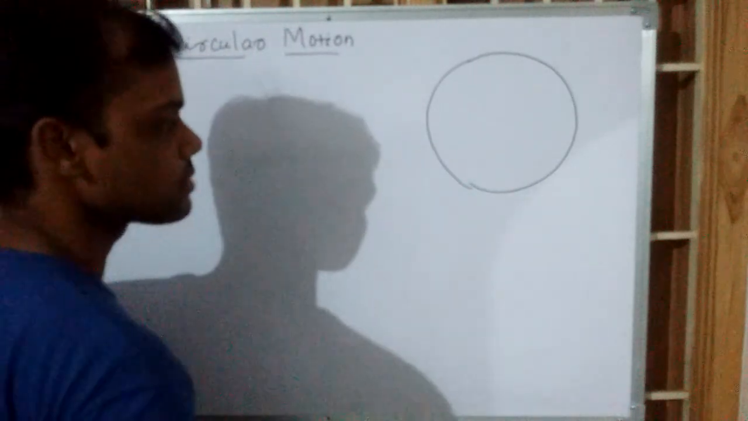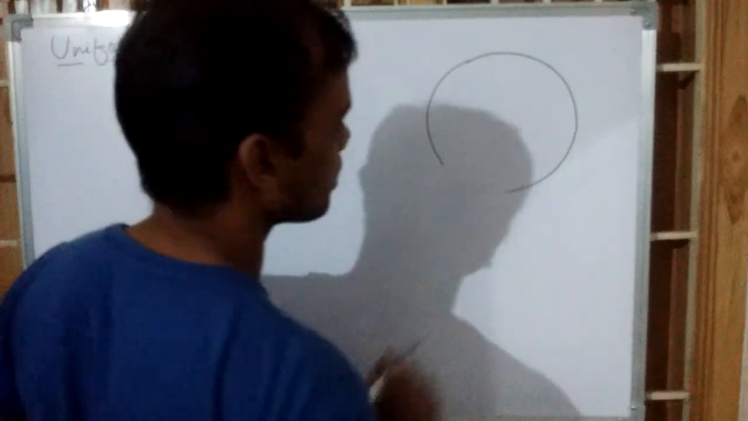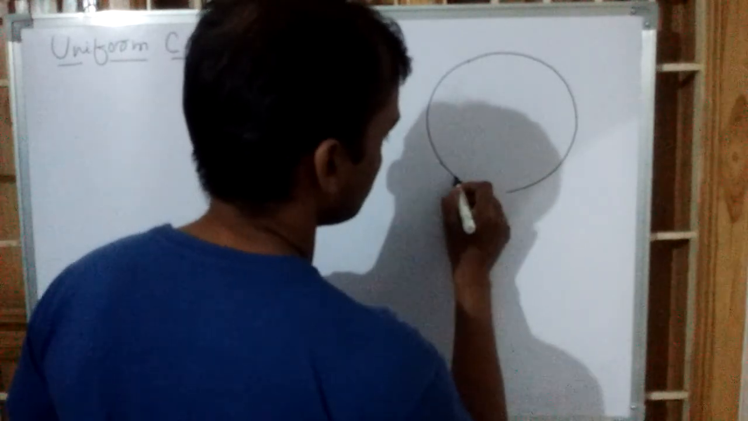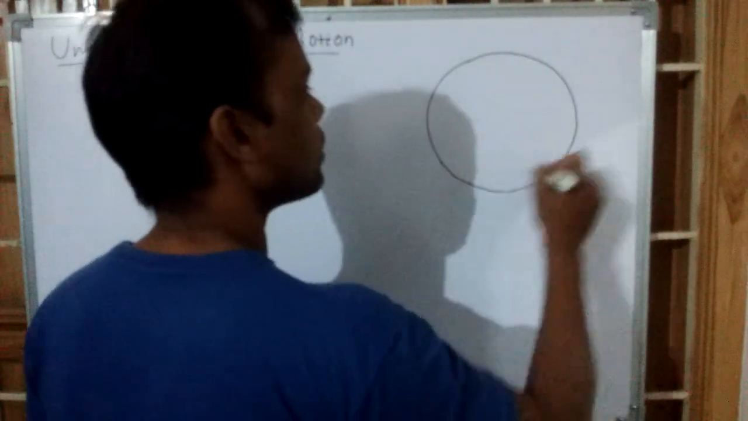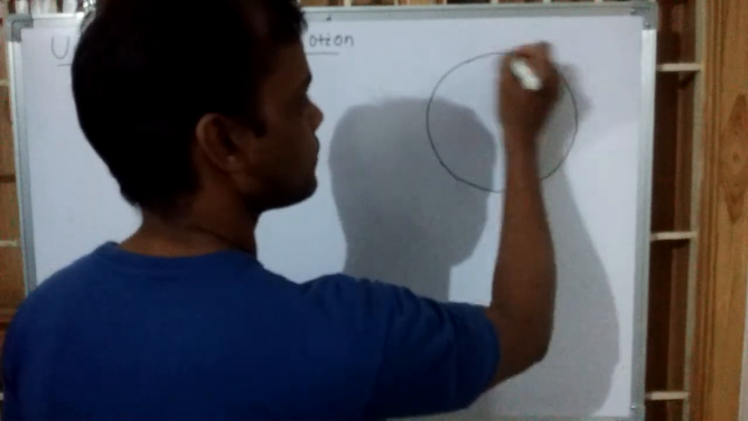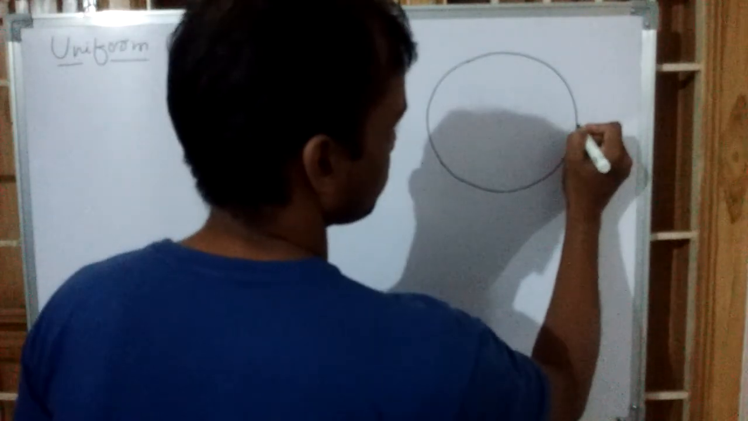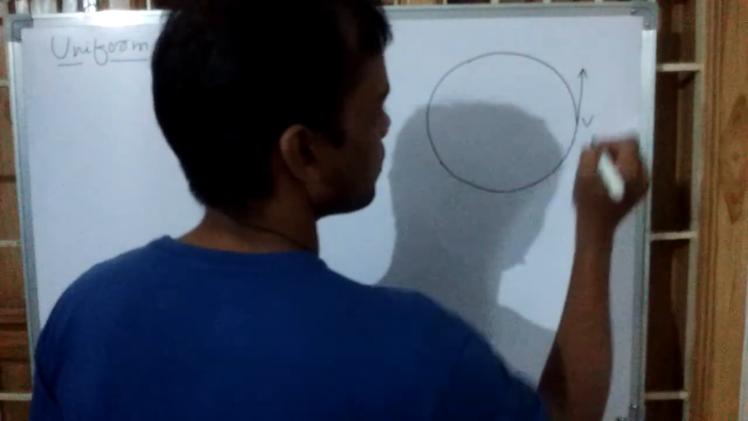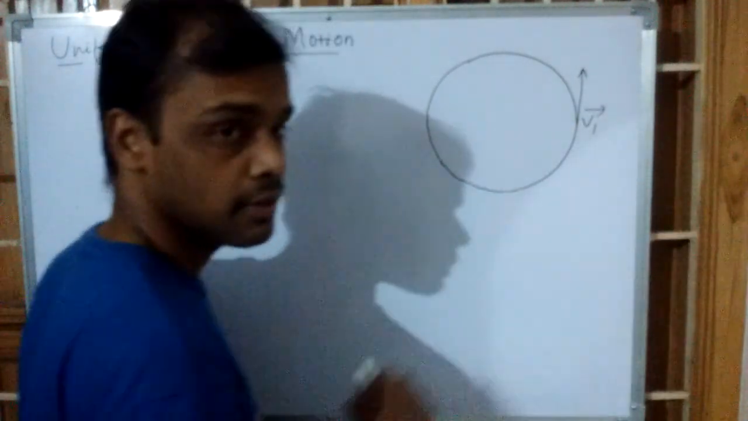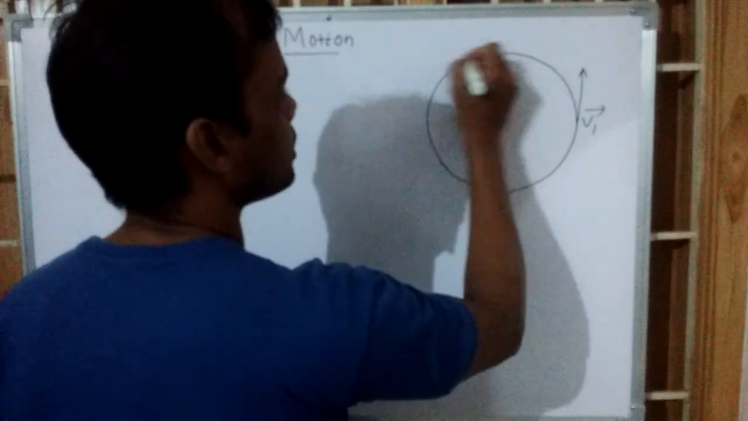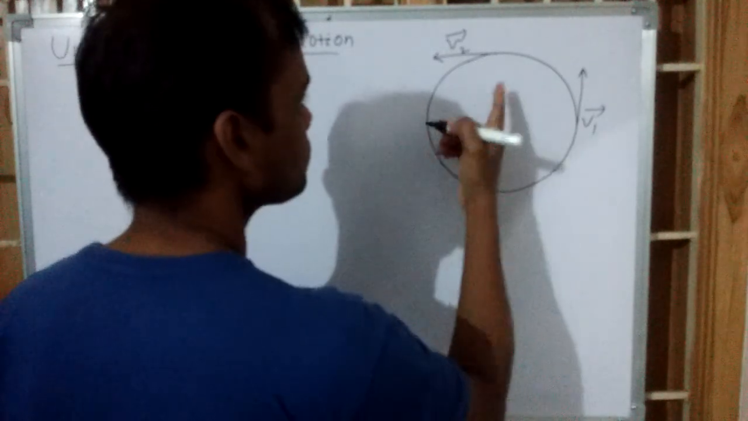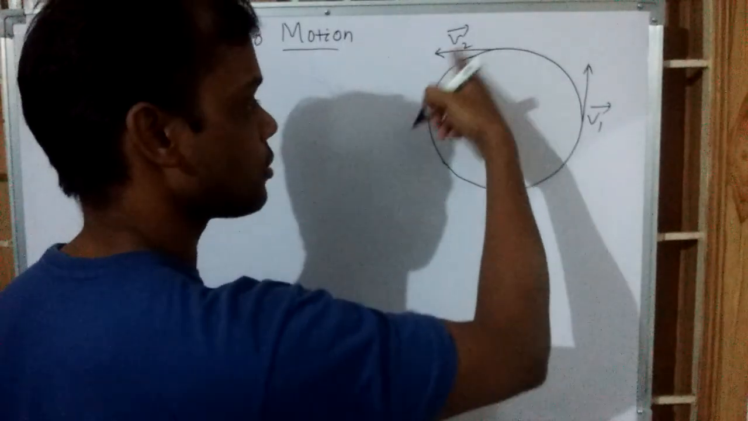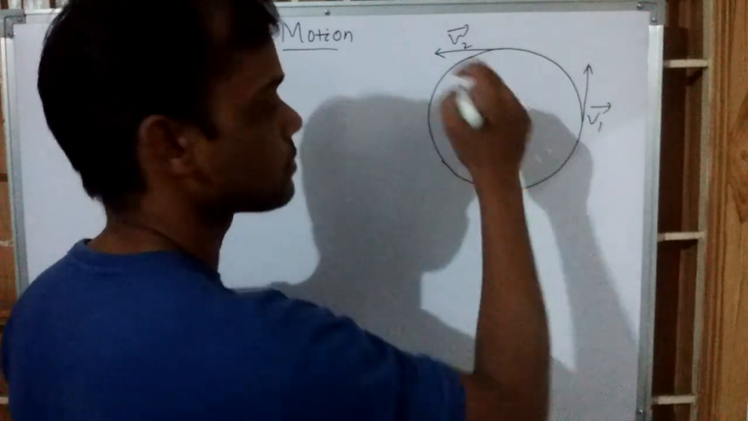If a body circulates around a particular point, then that is circular motion. Very simple thing. What is uniform circular motion? If the speed of the particle at every point on the circle is the same, velocity at this point, let it be v1, velocity at this point, let it be v2, and I have assumed that the body is circulating in counterclockwise sense.